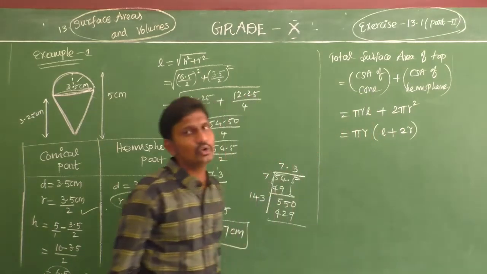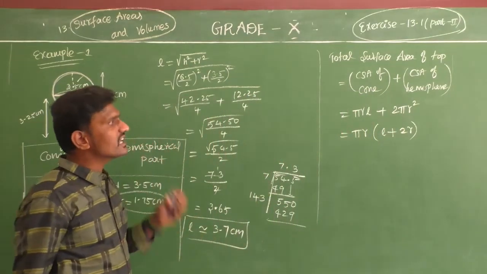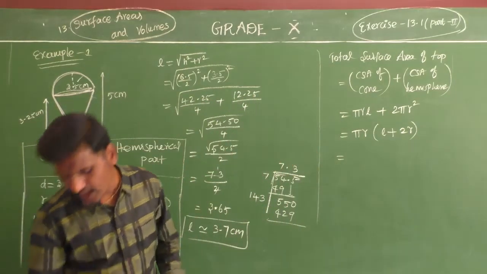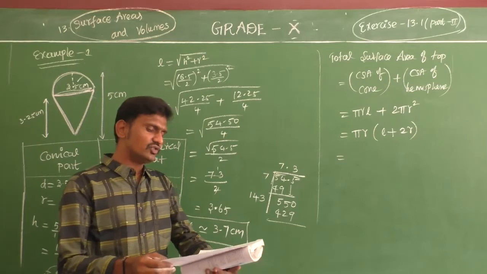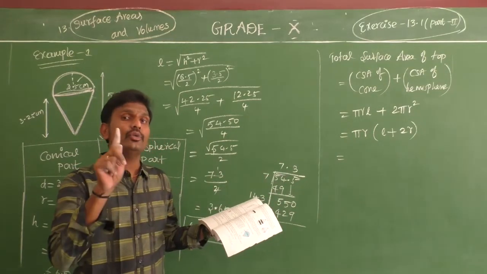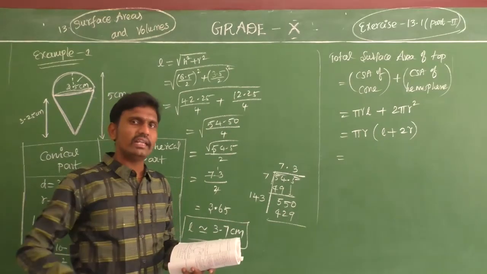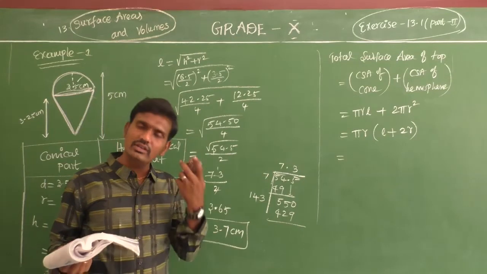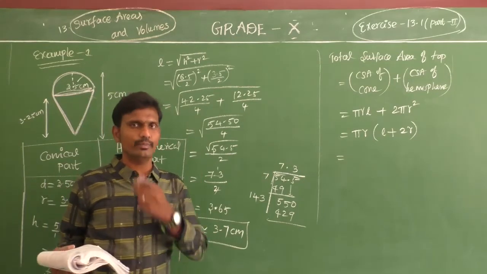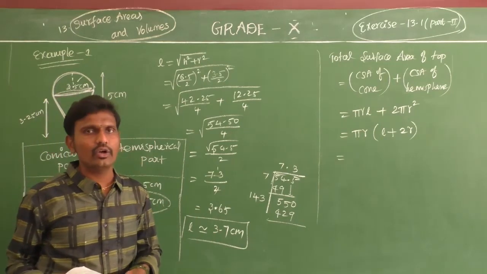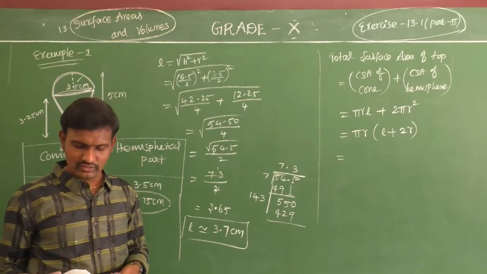L plus 2r. Now we will substitute. For the pi value, use 22 by 7 or 3.14. So check in the question. It is given to you: take pi equal to 22 by 7. So for that you should take that value only. Otherwise, if nothing is given, take 22 by 7 also. Some of the questions only give use pi equal to 3.14 like that. Yes, students. Okay.